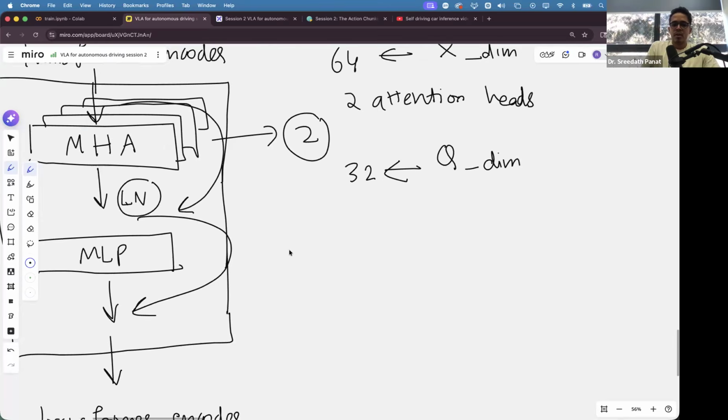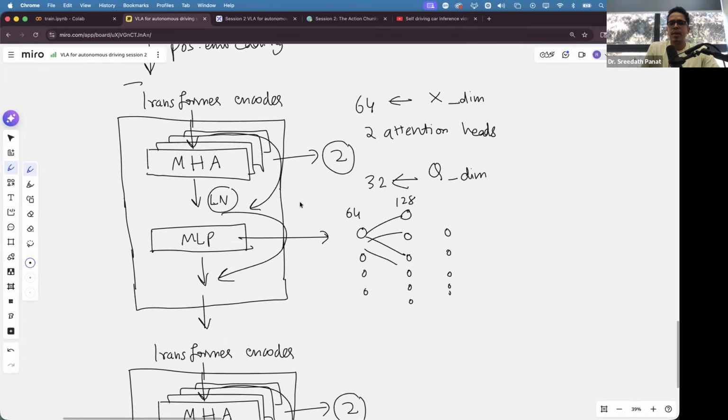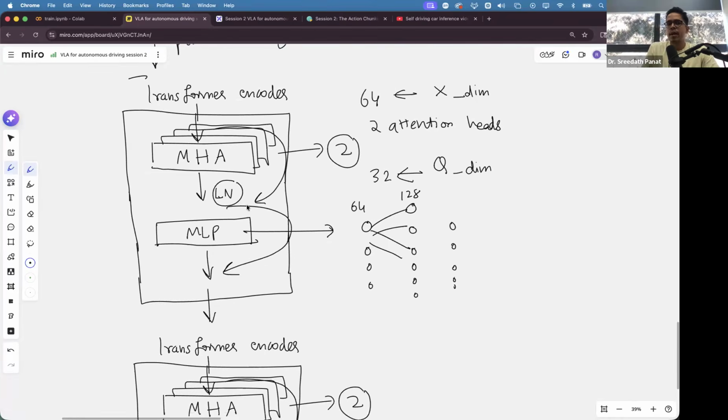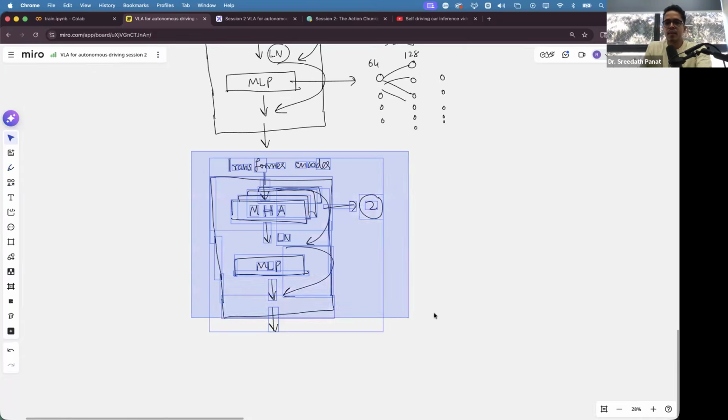In the multi-layer perceptron, similarly, my input dimensionality is 64. In the architecture which I am defining, the hidden dimensionality is a multiple of 2, so 64 multiplied by 2, 128, and then it is projected back into 64. This is the typical multi-layer perceptron architecture used in transformers. And the number of transformer blocks, if I'm not wrong, in the code, I'm using only one. So the second one is not there.